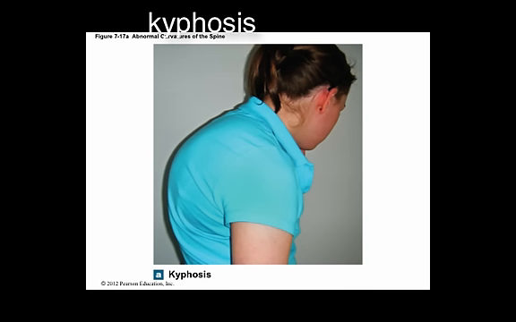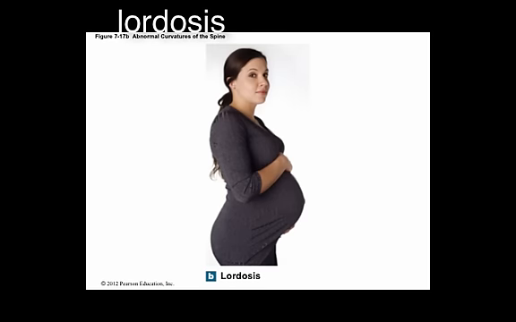An abnormal exaggeration of the thoracic curve is called a kyphosis. A kyphosis can develop with osteoporosis or with other degenerative conditions. An abnormal exaggeration of the lumbar spine is called a lordosis. A lordosis can develop during a weight gain such as pregnancy or obesity.